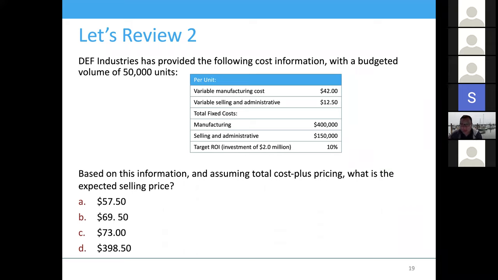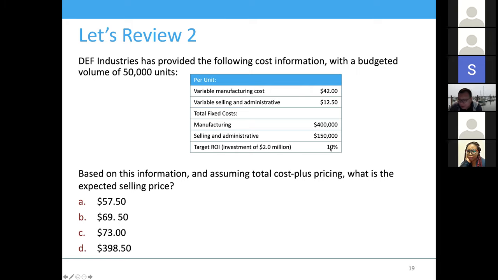Yeah, very good. So this is how I will do it, okay? You can have different ways to do it. It's totally fine. It's just the different ways to calculate it. So I want to calculate it first. The investment, 2 million times 10%, that's 200,000.